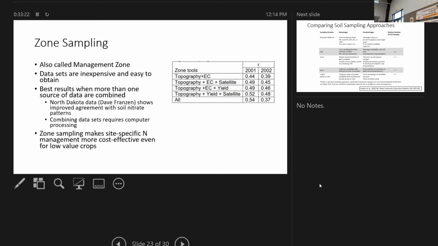We add satellite imagery into that, it helps out a little bit. Yield map didn't really help, I guess, compared to the satellite imagery. And then topography, yield, and satellite was the best in this. Just showing how those layers can add and benefit each other. All right.